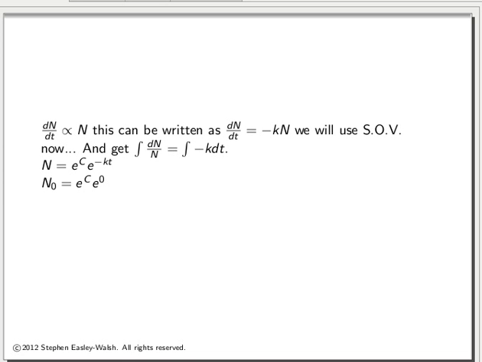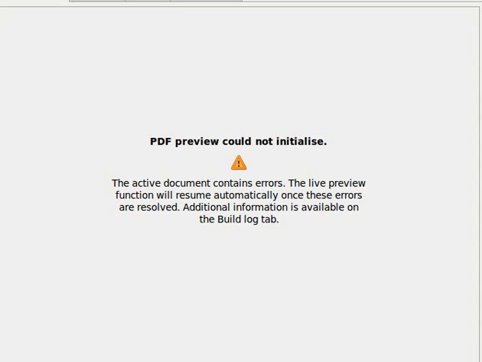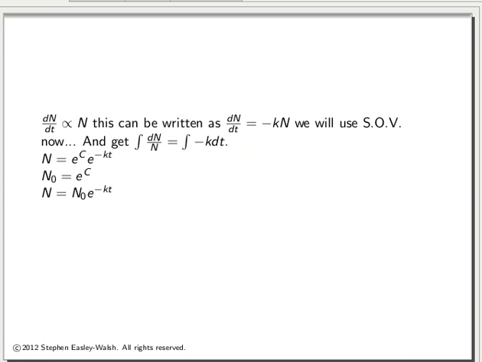But what's e power 0? 1. So I get e^c equals n0. So I just go back to my original, just a line before, and now I replace e^c with n0. So I have the full solution now. n equals n0 e power minus kt. So I think that's important enough to get its own line.